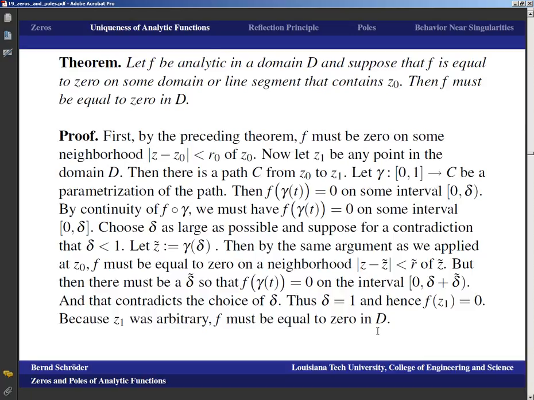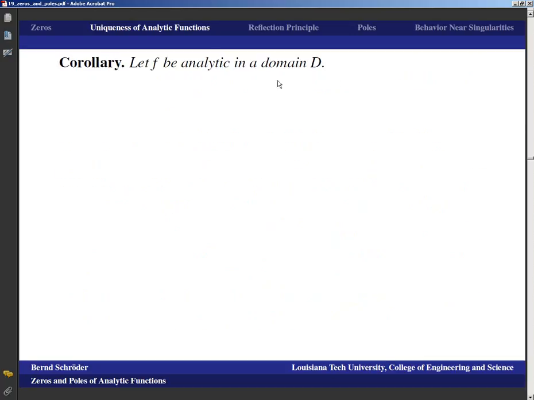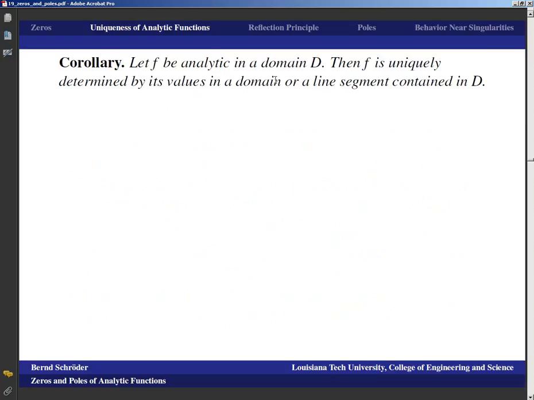in the whole domain. Okay, so that means that analytic functions may be defined on a weirdly shaped domain as long as it's connected, if in some corner of that domain we have that the function is equal to 0 on a line segment or something like that, then the function must be equal to 0 everywhere. In particular, if a function is analytic in a domain D, then it is uniquely determined by its values in a domain or a line segment that is contained in D.